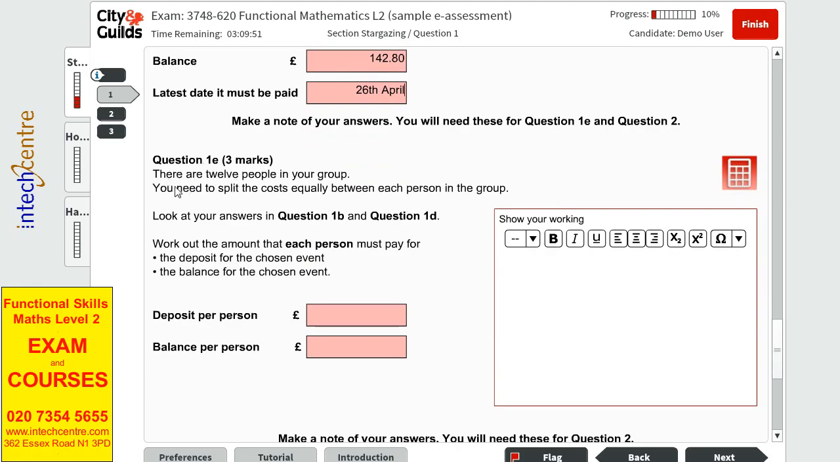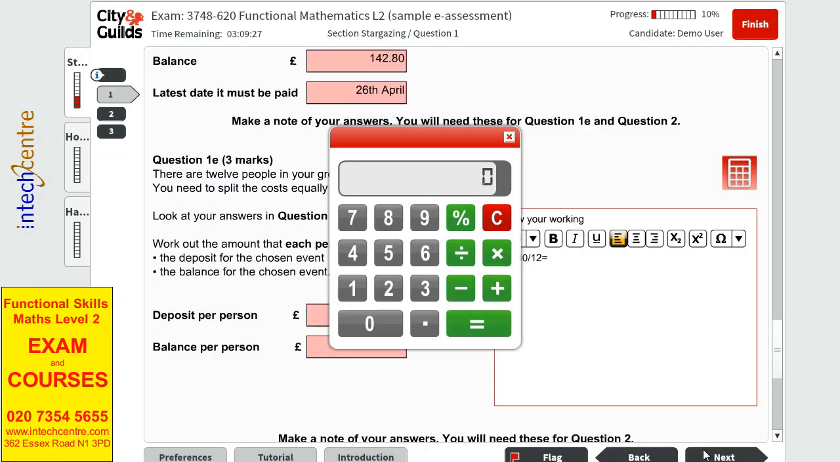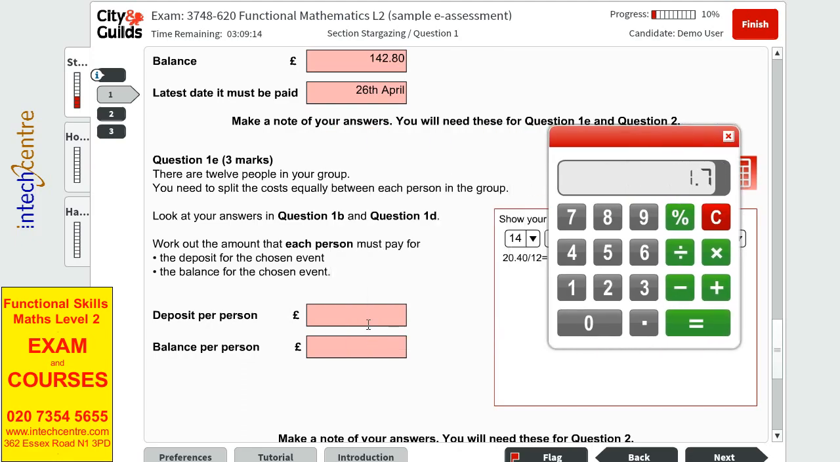Question 1E has 3 marks. There are 12 people in the group. You need to split the cost equally between each person in the group. We have to look at question 1B and 1D. We have to work out the amount that each person must pay, the deposit for the chosen event. Our deposit was 20.40 divided by 12 people. We'll have to take the calculator out again. 20.40 divided by 12, and we have £1.70 deposit per person.